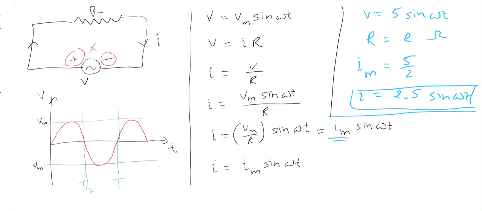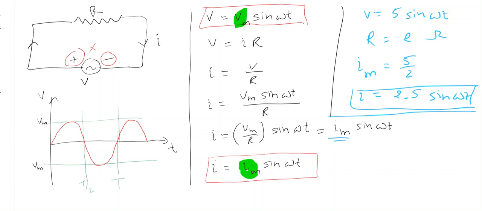Now compare these two equations. V is equal to Vm sine omega t and I is equal to Im sine omega t. So both are functions of sine. The difference is that the maximum value of voltage is Vm, whereas the maximum value of current is Im, but both are functions of sine. And what is the phase of voltage? Omega t. What is the phase of current? That also is omega t.